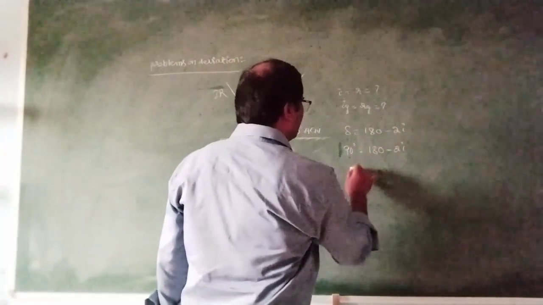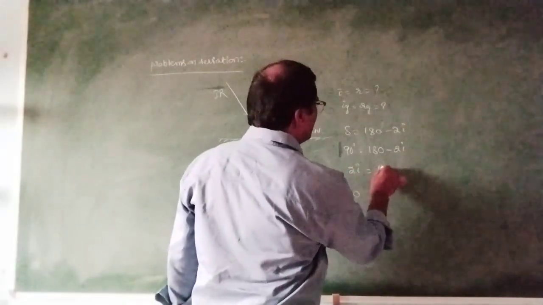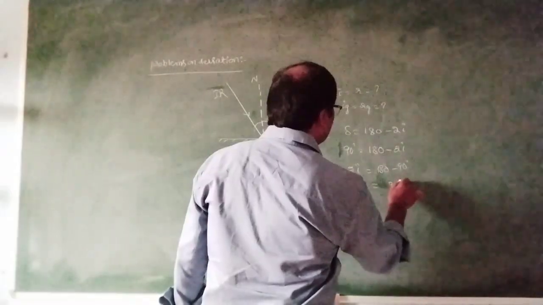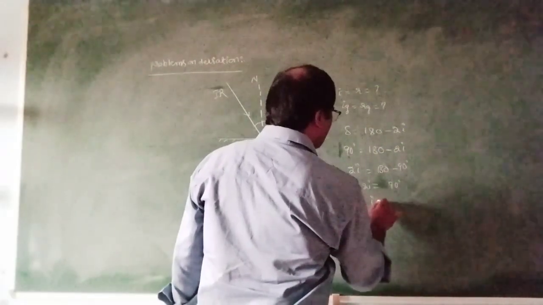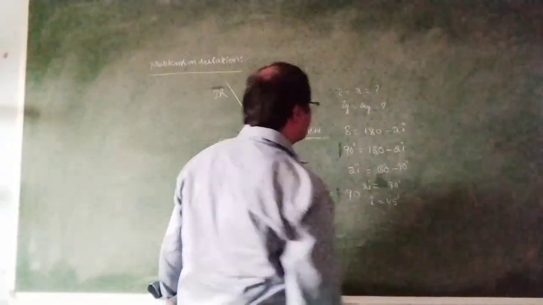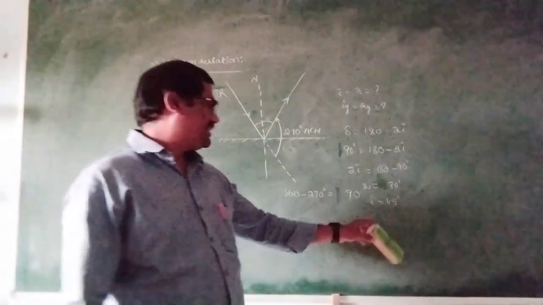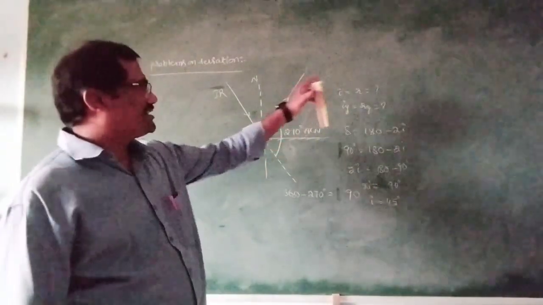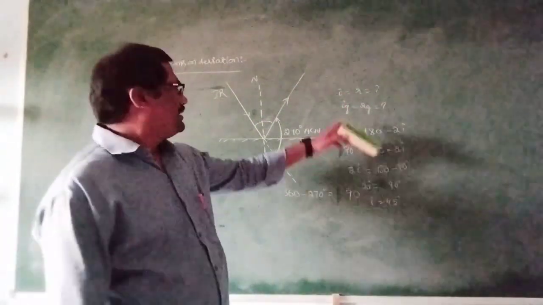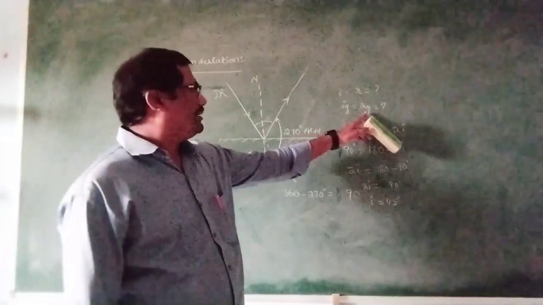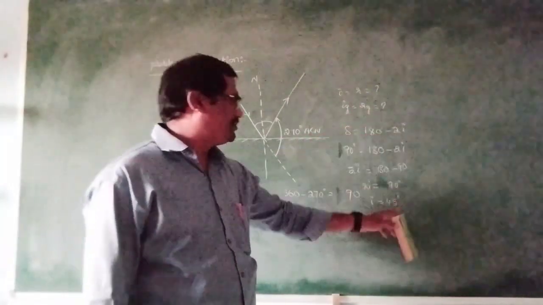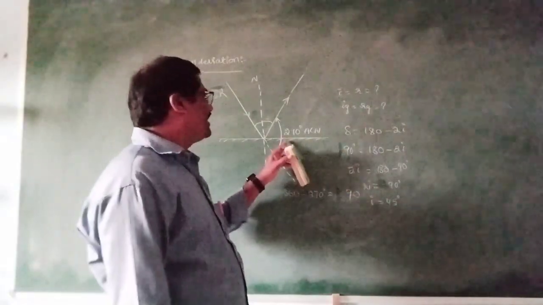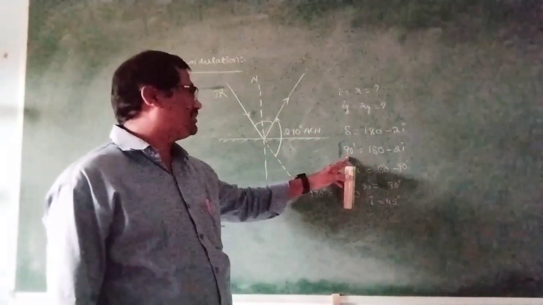180 minus 2I is equal to 90 degrees. This 2I is equal to 180 minus 90, simply this value 90 degrees. Here I is equal to 45 degrees. What about the angle of incidence? Angle of incidence 45 degrees. Angle of reflection is also 45 degrees. This is the RG and IZ, RG also 45 degrees. Simply this value is 90 degrees in clockwise direction.